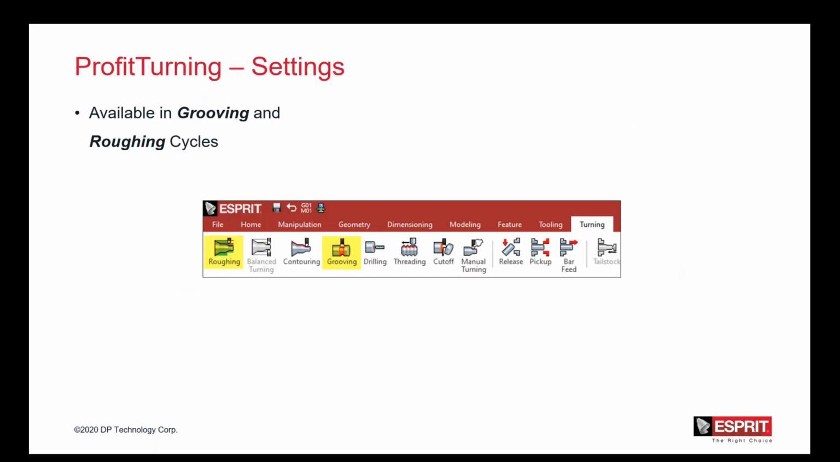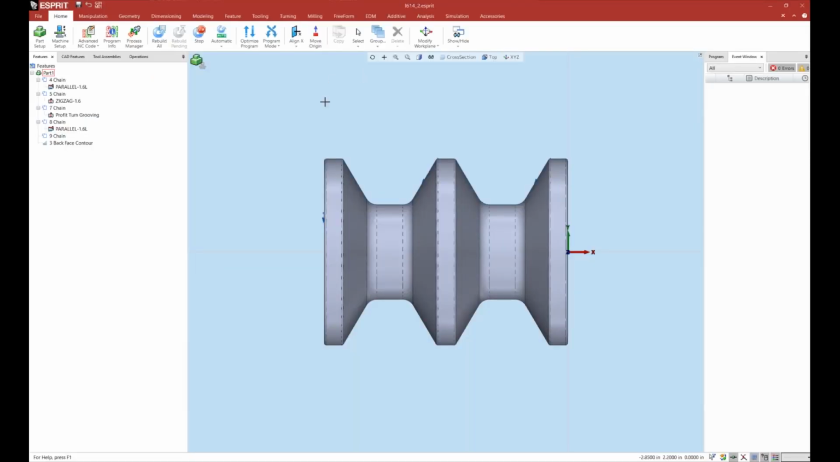All right, so we're going to take a look at this. In ESPRIT, the profit turning is going to be available in your solid turn roughing cycles, and also the grooving cycle as well. And one thing I'd like to stress here is that this is available in the newest releases of ESPRIT as well as older releases of ESPRIT. So whether you're on the newest release or, let's say, ESPRIT 2020, this is still available. There's no real difference between the two. So that's the really nice thing here. And I'll go ahead and pop over to ESPRIT. Here I just have a part that we'll be able to illustrate these profit turning cycles on.